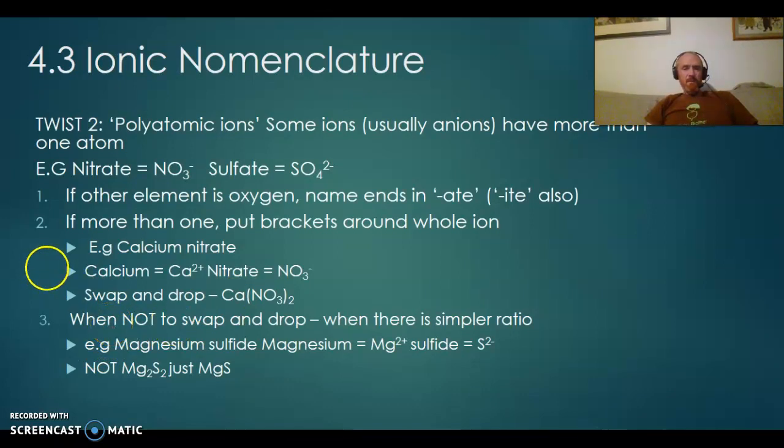Pretty much the last thing, when don't you swap and drop? We don't swap and drop when there's a simpler ratio. Here's a simple example. Magnesium sulfide. Magnesium's a metal. It's got a 2 plus. Sulfide is the anion. It's S2 minus. And if I was just not thinking and just following swap and drop, I might drop this 2 down to the S, drop this 2 down to the Mg, and write it Mg2S2.